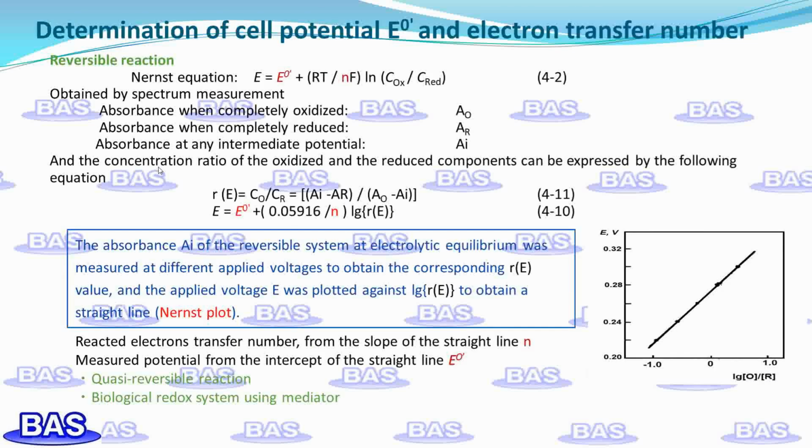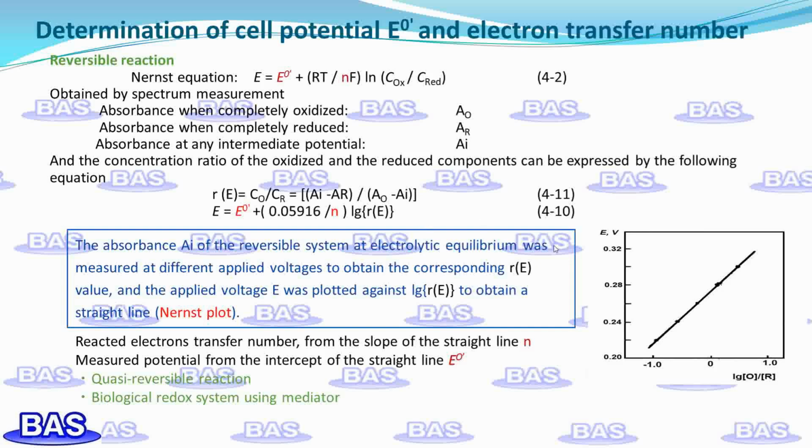First, let's briefly review the previous introduction to the method of determining the quantitative electrode potential and electron transfer number by spectroelectrochemical measurements. For a reversible reaction, the electrode potential can be expressed by the Nernst equation. Obtain the absorbance when it is completely oxidized by spectrum measurement, AO. Absorbance when completely reduced, AR. Absorbance at any intermediate potential, AI. The ratio of the concentrations of the oxidized and reduced components of the solution can be expressed by the following equation.